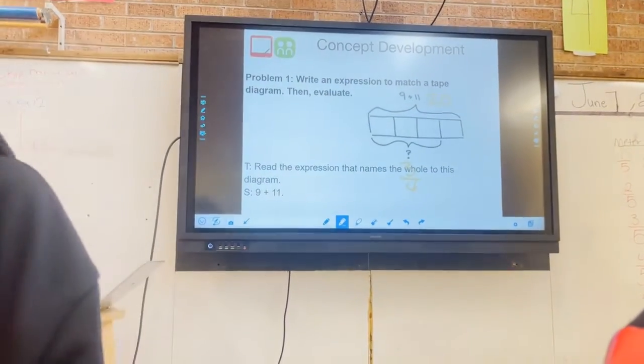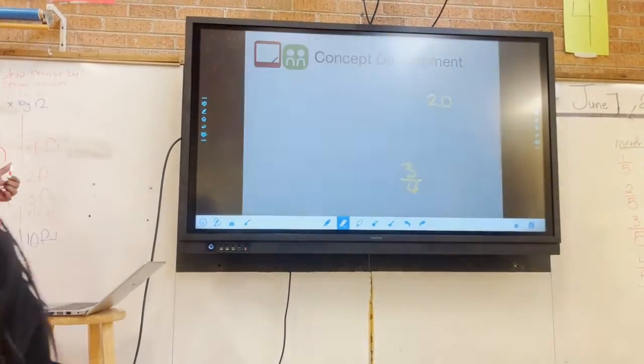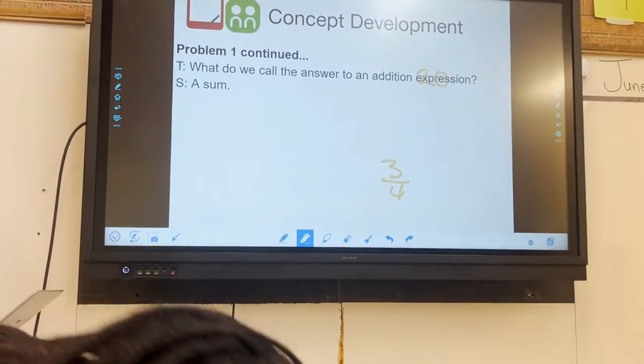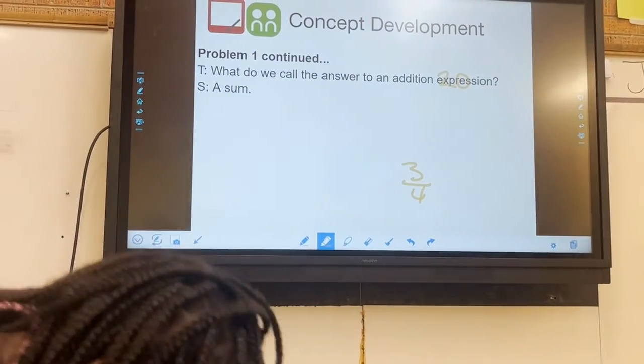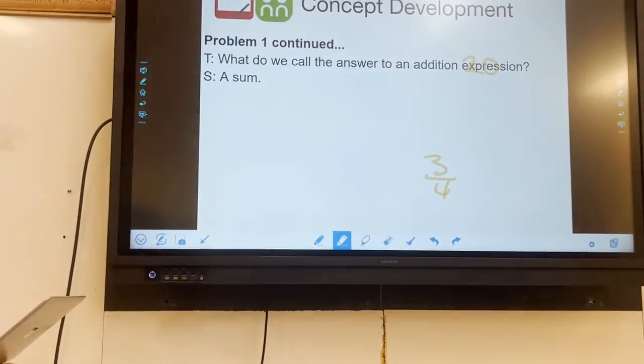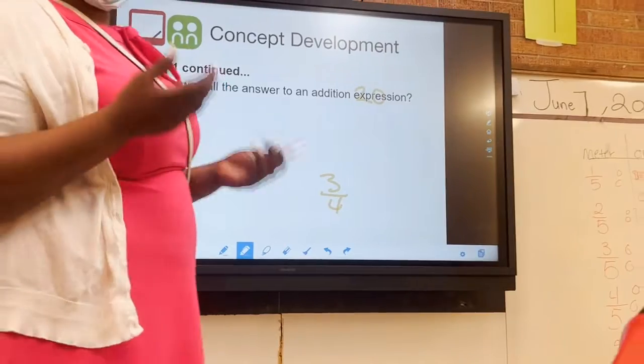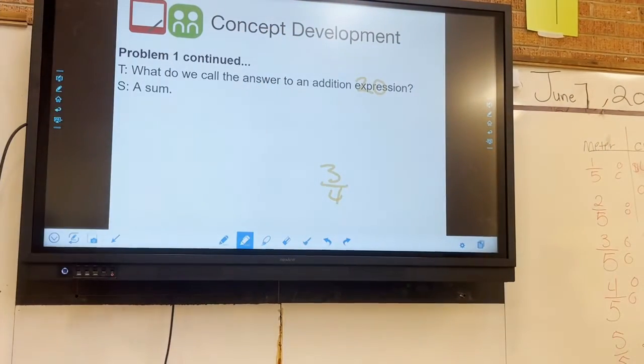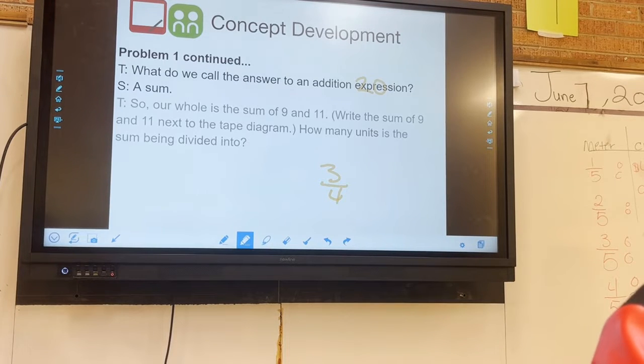So we got 9 times 11 is 20. 9 plus 11 is 20. And this we found 20 to be our what? If we add 2 add-ins, we get a sum. Great. I need y'all to pay attention. When we add 2 add-ins, we get our sum. And so our sum was what?